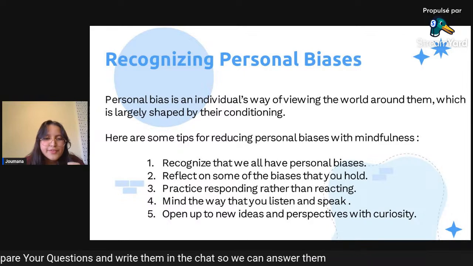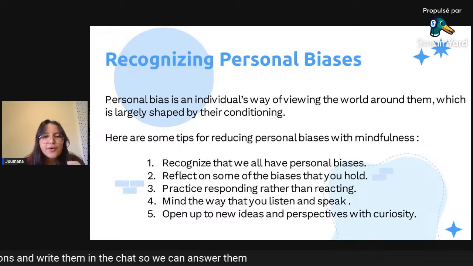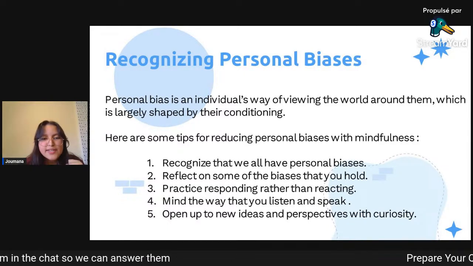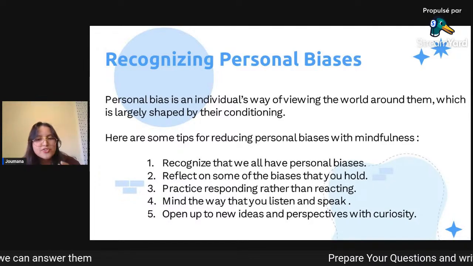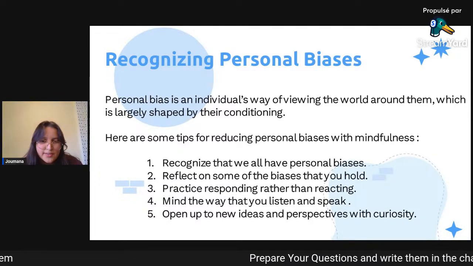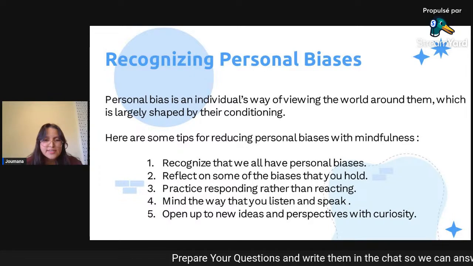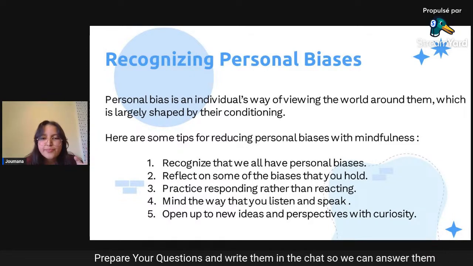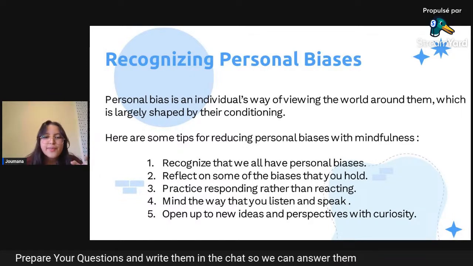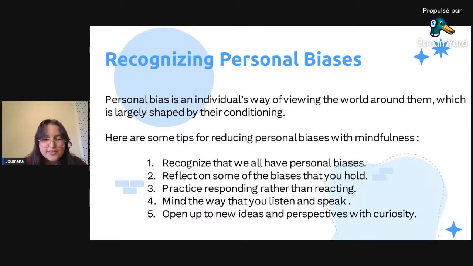The final point is to be open to new ideas and perspectives with curiosity. Approach them with an open, curious mind. Be willing to challenge your own biases by seeking out diverse viewpoints and learning from others with different life experiences.